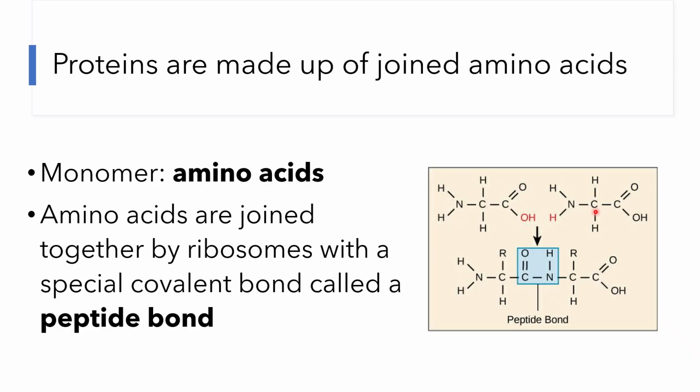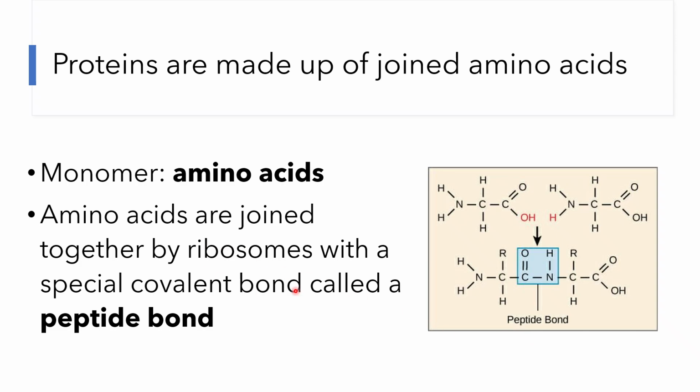So we have one amino acid here, another here, and what happens is they get connected together with a peptide bond. So through that dehydration synthesis reaction, we form a special type of covalent bond that we call a peptide bond. And a peptide bond is just the name that we give to the covalent bond between amino acids. Think P for peptide, P for protein. That's the way I keep it straight in my head.